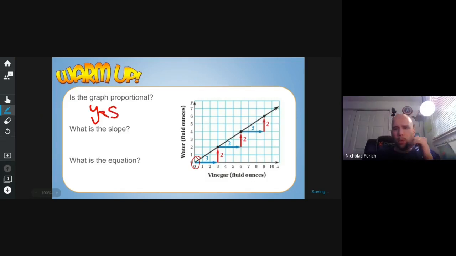Super laggy. What is the slope? Well, I know it's a positive slope. And according to the picture that I have over here, it looks like I go up 2 over 3, up 2 over 3, up 2. So slope is rise over run. My rise is 2. My run is 3. My slope is 2 over 3.